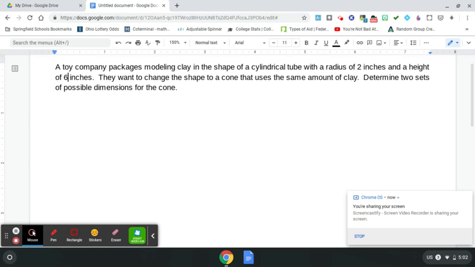Everybody, one of you asked for an example of one of these where you have to convert the same amount of volume into a different one of our shapes. So this is closer to an example that you will see on the test today, where we convert the volume of a cylinder into the volume of a cone.